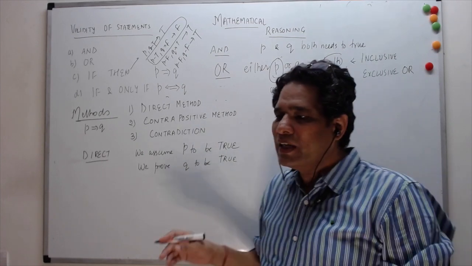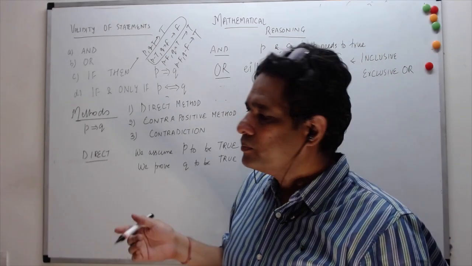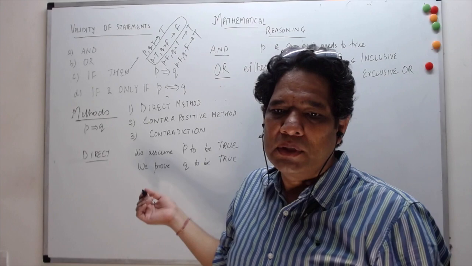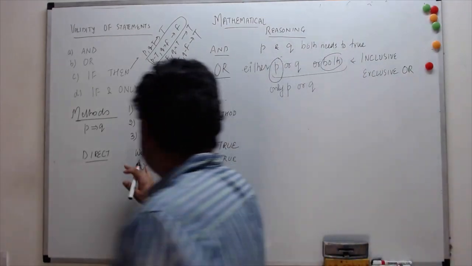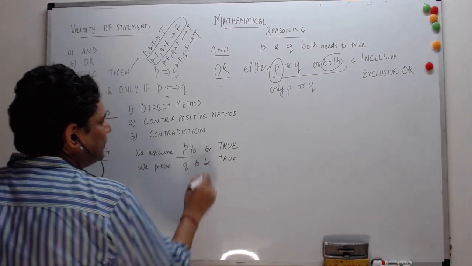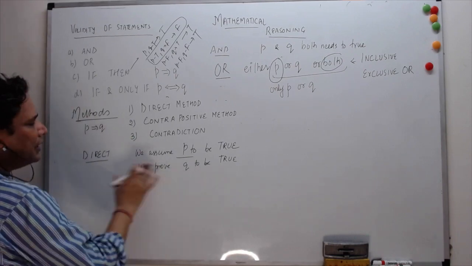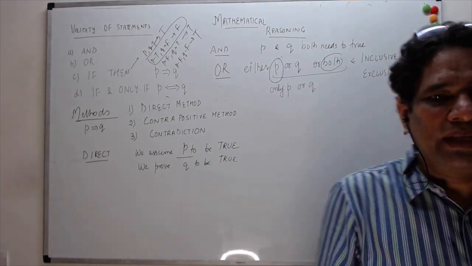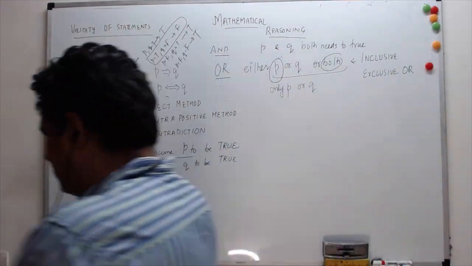Because what we are saying is that P is a sufficient condition to prove Q to be true. If you remember, we had that, right? So again, we start with P to be true, and then we prove Q to be true. And if that happens, then we say that we have done the proof of this particular implication by the direct method. And let's take an example of it.